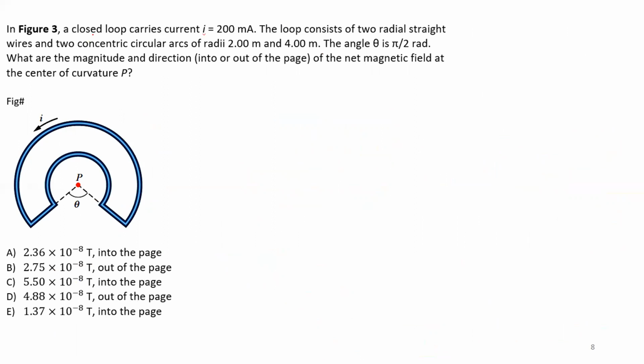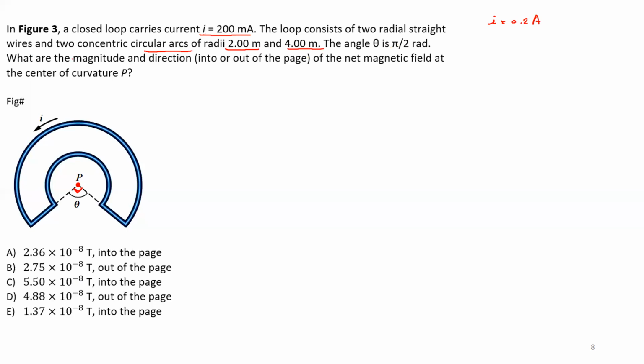So in this figure 3, we have a closed loop carrying current, and I give you the current. I is 0.2 amp, 200 milliamp. You put everything in SI units, 0.2 amp. Great. The loop consists of 2 radial straight wires and 2 concentric circular arcs of radii 2 meters and 4 meters. The angle is pi over 2. So this angle here, theta, is 90 degrees, pi over 2. The angle should be in radians. If I give it in degrees, you put everything in radians.